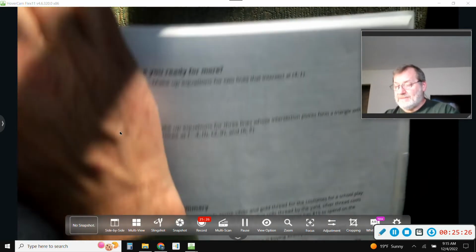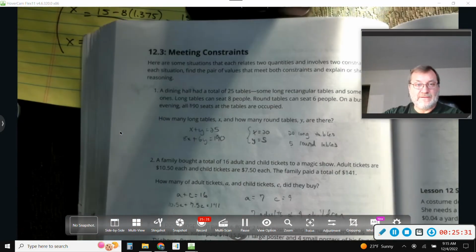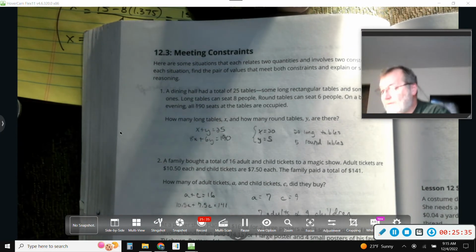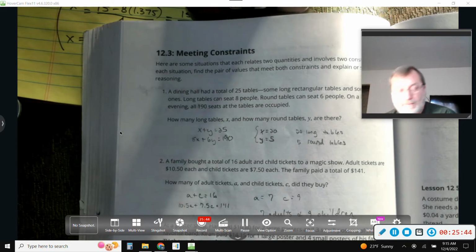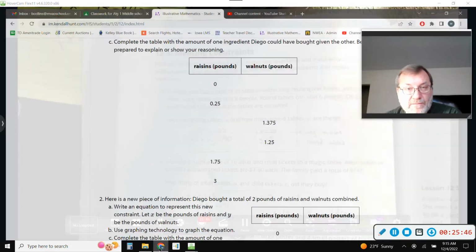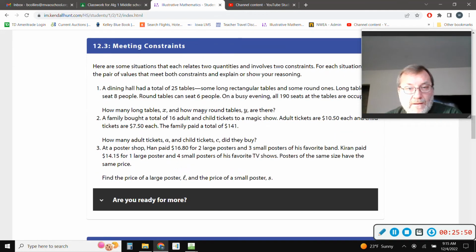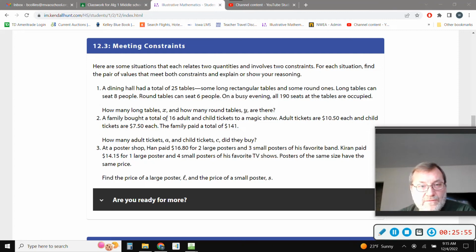Meeting constraints. So 12.3 is meeting constraints now. Let's see what it says. It says, here are some situations that each relate two quantities that involve two constraints. For each situation, find the pair of values that meet both constraints and show your reasoning. All right, I'm going to switch back to this right here. So we're going to go through these, and we have to make some equations for this stuff. Okay, so it says here are some situations.